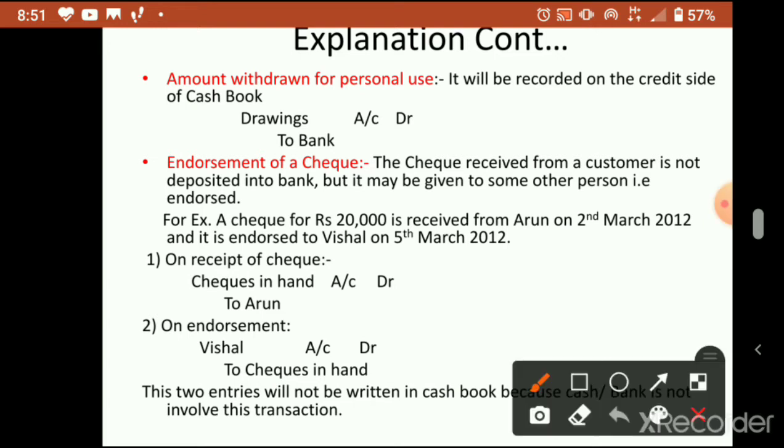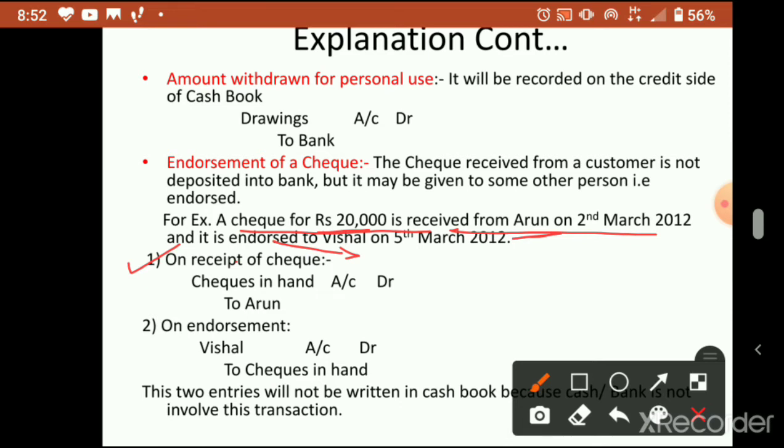A check for rupees 20,000 is received from Arun on 2nd March 2012. So the owner received a check from this person for rupees 20,000, and he endorsed that to Vishal. The owner has received the check, but he endorsed it to whom? Vishal. Now we have to pass two journal entries.